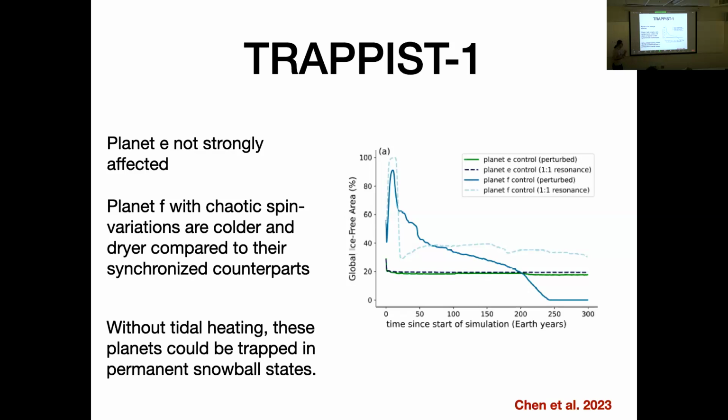So with this wild variation of the rotation, planet F is more likely to become a snowball than in the case when it's tidally locked, where it always has a region that is hot, and atmospheric circulation in these 3D models can bring the heat to the cold side, which is still quite nice. So our conclusion is that for planets in the outer region of the habitable zone, this chaotically varying spin axis actually makes conditions less favorable for habitability. They're more prone to turning into a snowball.